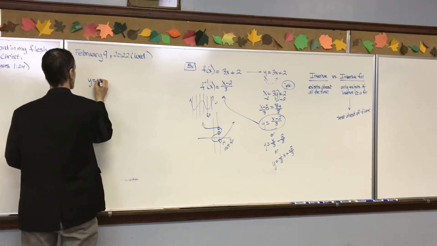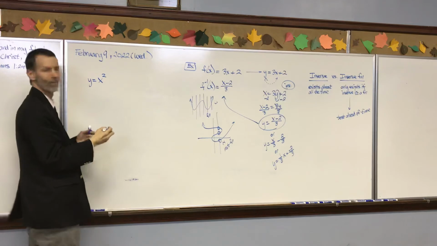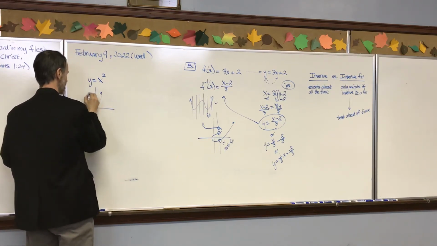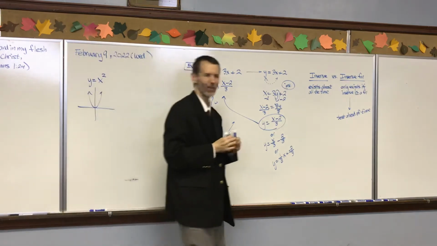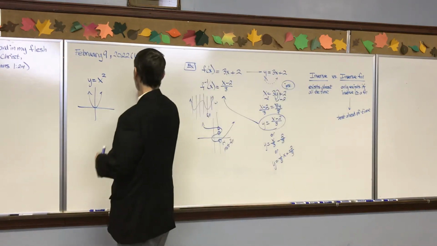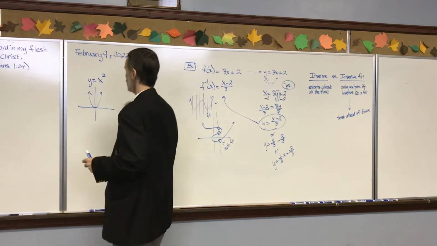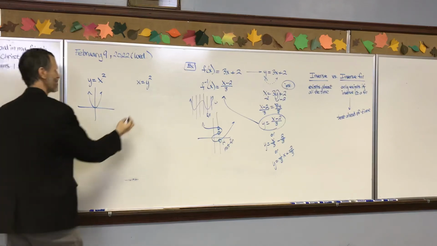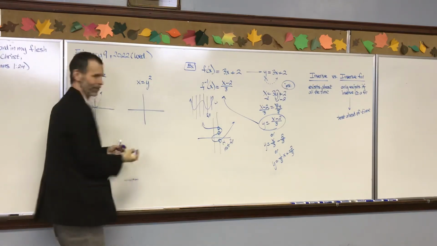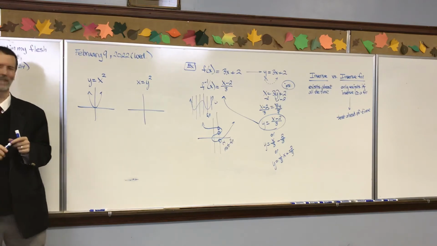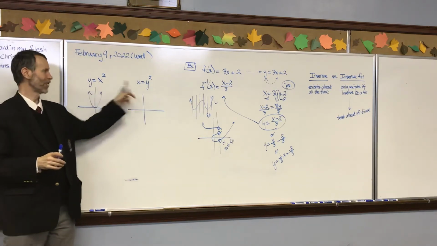Go ahead and write this down. y equals x squared. It looks like this. It's a plain old parabola, vertex at 0, 0. Over 1, up 1, over 2, up 4, and so on. Can anybody tell me what that looks like? What did I physically do to go from here to here?